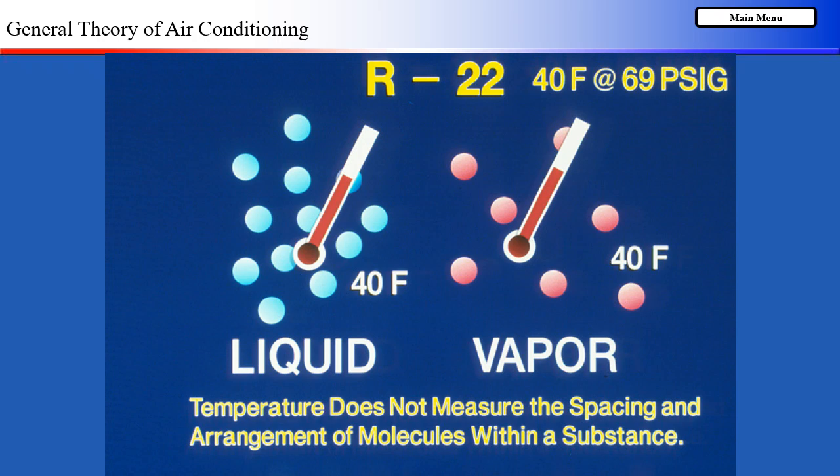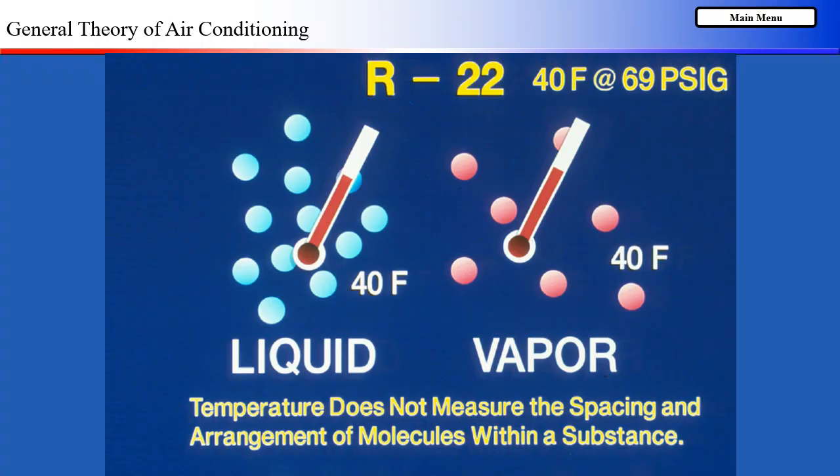This heat remains in the refrigerant as long as it remains a vapor. Temperature does not measure the spacing and arrangement of molecules within a substance. The heat that can be measured by temperature can be sensed by a thermometer and is called sensible heat. The heat that cannot be measured by temperature likewise cannot be sensed by a thermometer and is called latent heat.